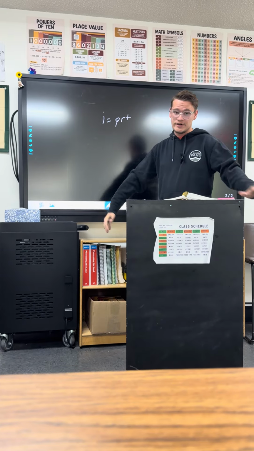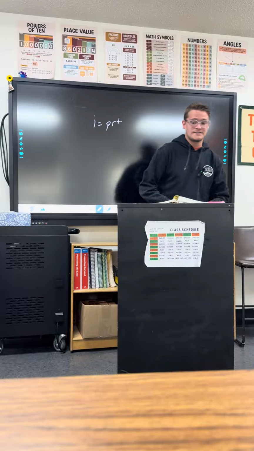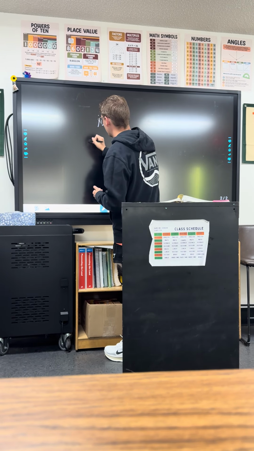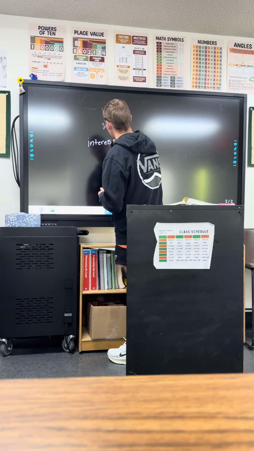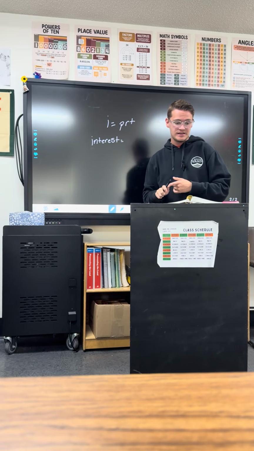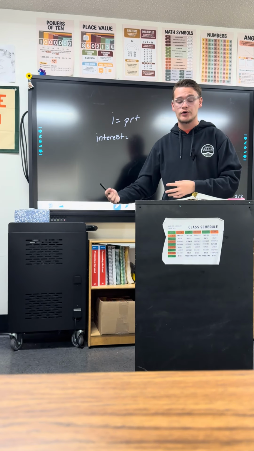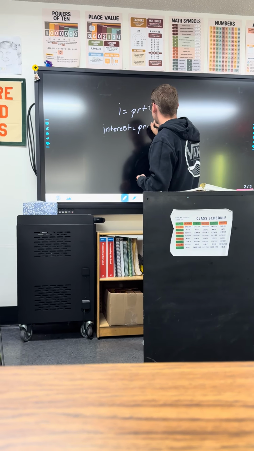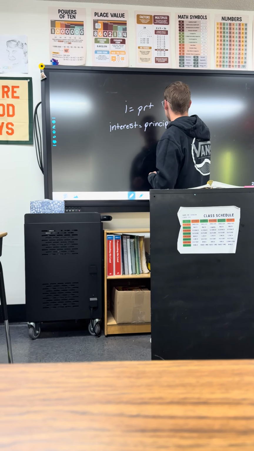And that sounds super weird. I'm sure you're wondering right now, what is I, what is P, what is R, and what is T? Well, I is interest. We are trying to figure out what the interest is. P is going to be your principal. Principal is the money borrowed or loaned. So interest equals principal times R times T. What do you think R is going to be?